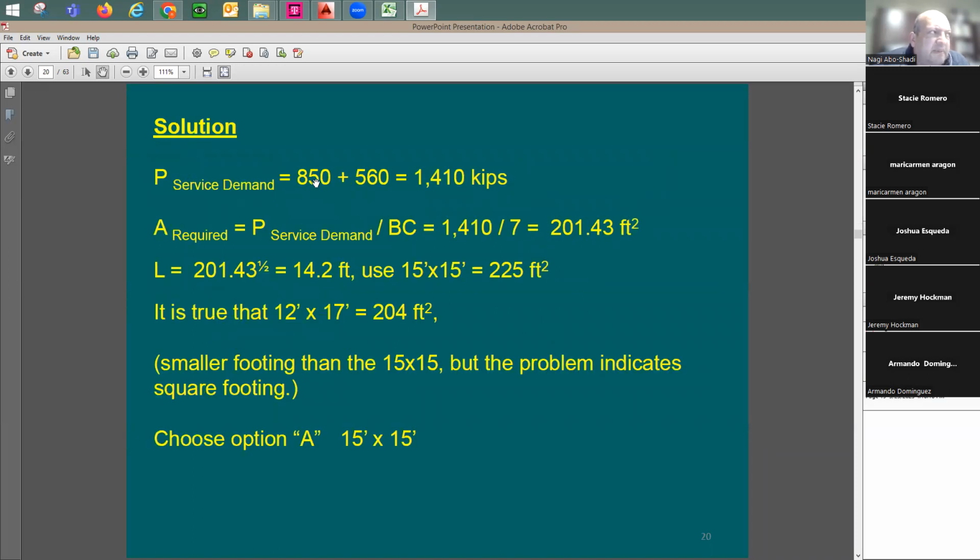Total service load is going to come from dead load plus live load. So again, what you need to do is to add the dead load to the live load. Now we have about 1,400 kips. The area needed is going to be equal to this given service load. The reason I call it service is because the other one's going to be factored load or ultimate load. When you add the load factors in here, no load factors. So let me write this down here.